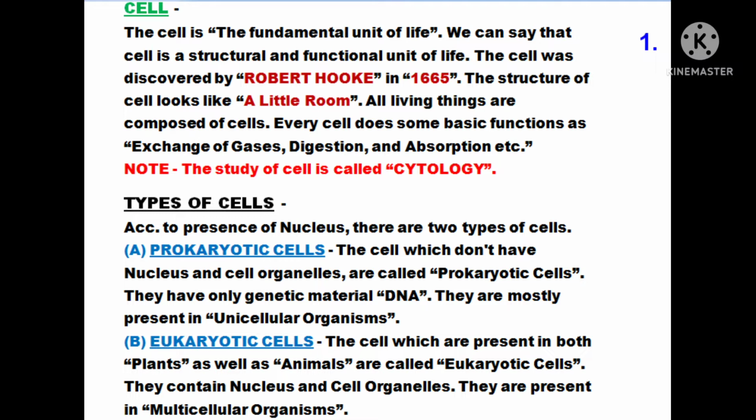B. Eukaryotic cells. The cells which are present in both plants as well as animals are called eukaryotic cells. They contain nucleus and cell organelles. They are present in multicellular organisms.